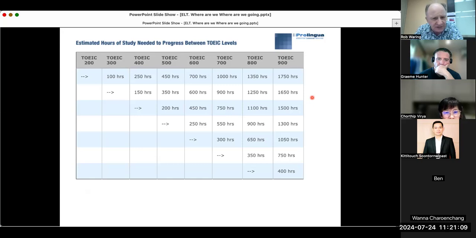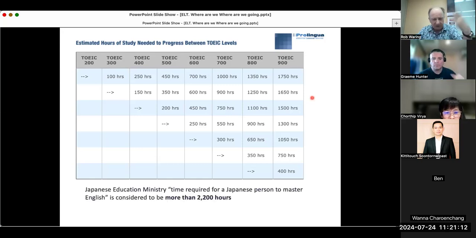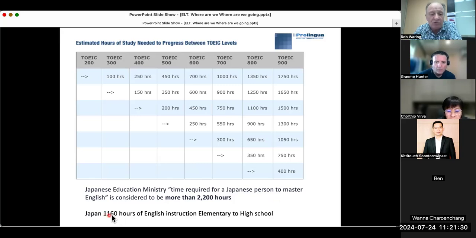But what you'll notice, this is a similar table. Just a second. The Japanese ministry, for example, says that the amount of time required for a Japanese person to master English is considered 2,200 hours. This is what the Japanese Education Ministry says. However, they only give 1,160 hours of English in all of their classes from elementary to high school, not even halfway. So the goal is way up here, but they don't provide anywhere near enough time to get anywhere near what they say is their goal.